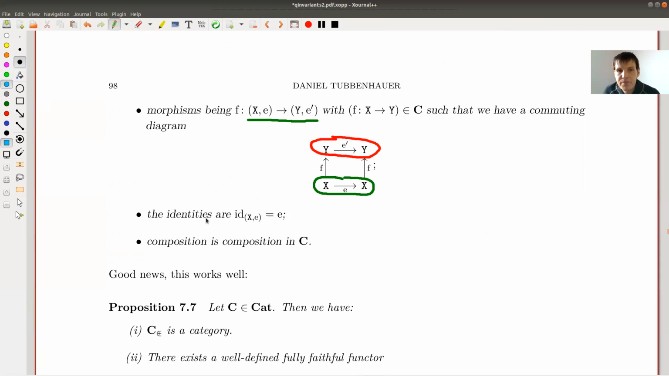And since you have built everything out of C, it's really easy to see that the thing is a category. Composition is composition in C, so identities are just the idempotents on X, the corresponding e is the idempotent, and composition is composition in C, because everything is built from C. It's just the coloring of objects of C with idempotents.